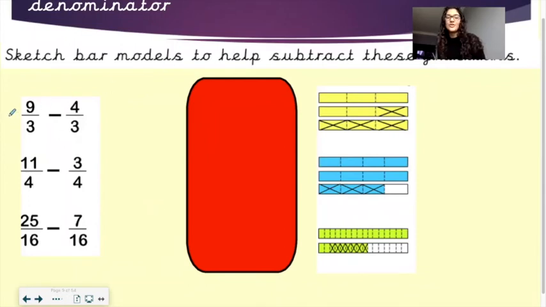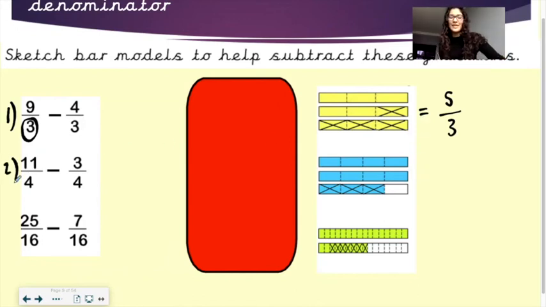The first question, 9/3 take away 4/3. So the denominator tells us how many parts our strip needs to be divided into, which is 3. Then you shade in 9 of those 3 parts, which is all of them here. Take away 4 of them to then get your answer of 5 out of 3, because you can see that 5 have been shaded and our denominator just does not change.